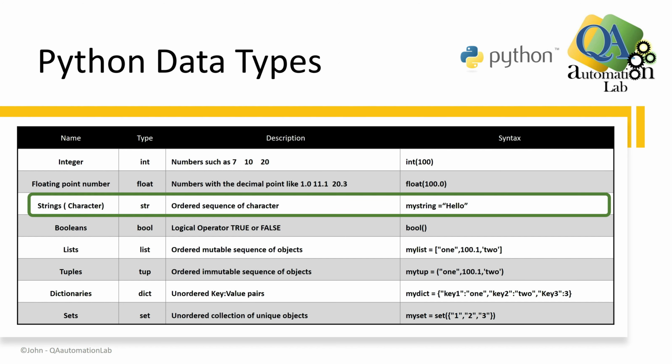The next one is strings. A string is an ordered sequence of characters, and the syntax is my string, which is a variable, is equal to hello within double quotes. Either we can give a single quote as well.